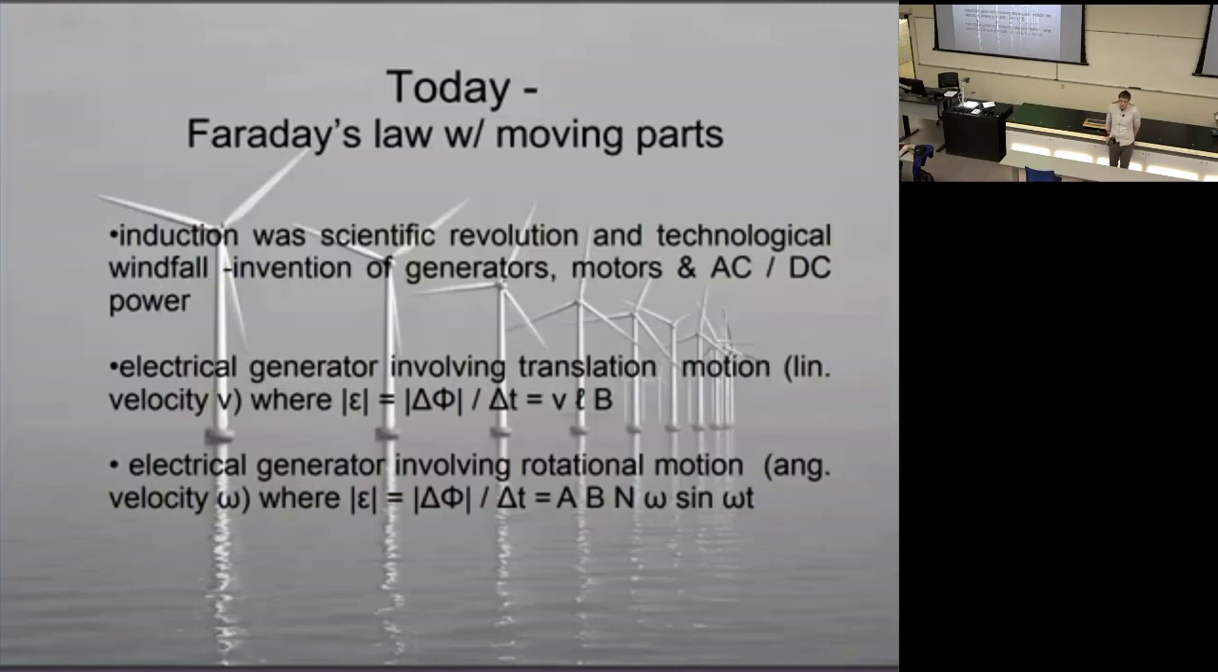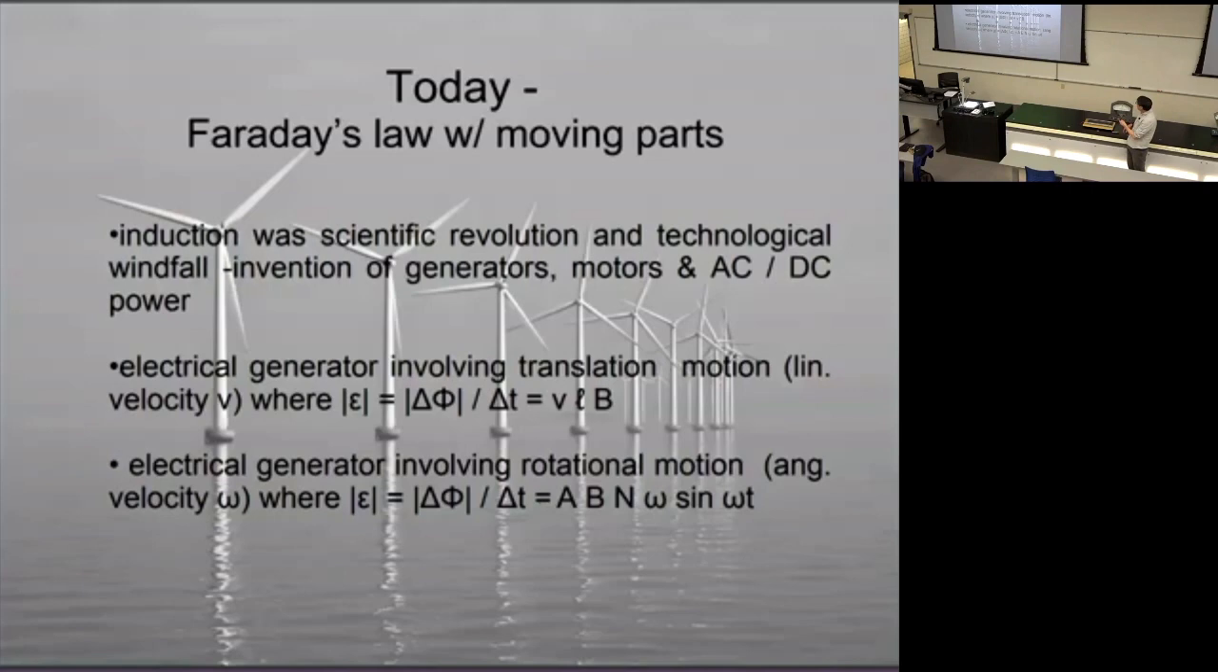So as I mentioned, last class we introduced Faraday's law for electromagnetic induction. It was that a changing magnetic field or magnetic flux creates an induced EMF or induced current. In this class, we're going to be looking at examples of Faraday's law and induction. And the examples we're going to be focusing on in this class are where there are moving parts, moving components, or moving circuits.